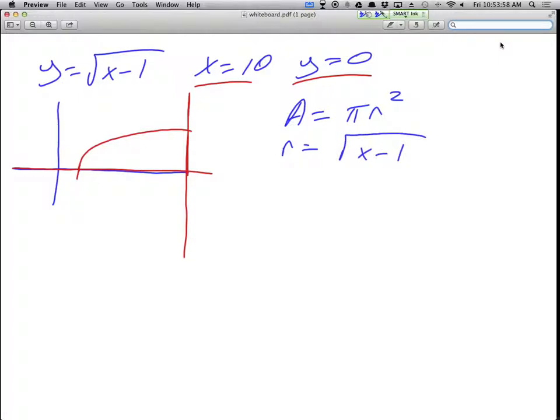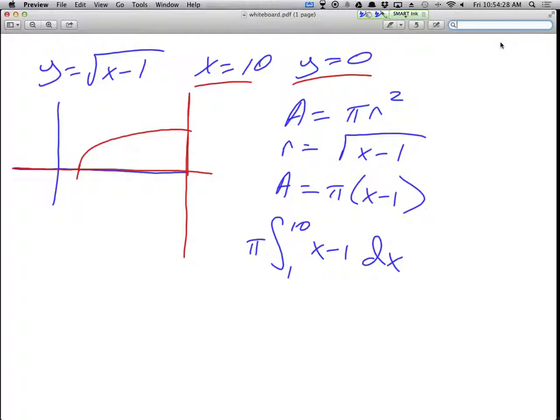Top minus bottom. Top is square root of x minus 1. Bottom is 0. Okay, I plug in. So it's going to be pi times x minus 1 is my area formula that I want to integrate. Pi outside, x minus 1 on the inside. We're going to integrate from where to where on this one? 1 to 10. So that's x squared over 2 minus x, from 1 to 10.